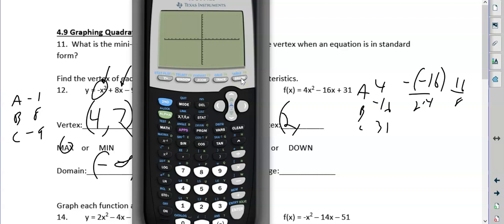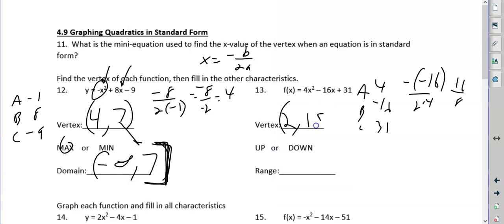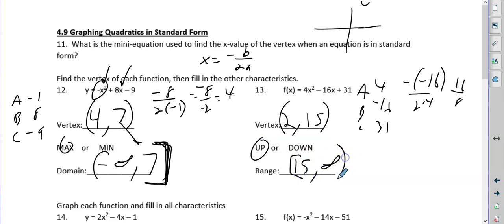Now, this is one where we don't see it. Notice what the y-intercept is, 31. So I'm just going to go to my table and go to 2 and see that the vertex is at 2, 15. It's a happy parabola. If you think about it, here's the thing. It's starting up here and going like that. Okay, it's above our screen. It is definitely going up, and the range starts at 15 and goes up towards positive infinity.